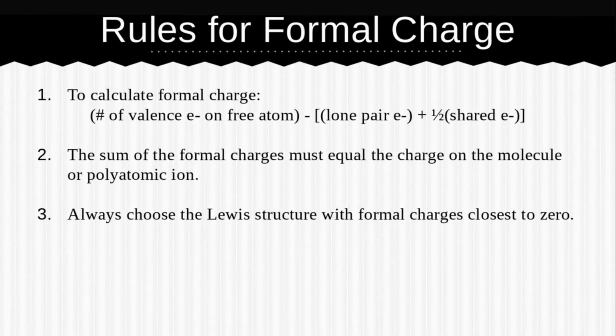So to calculate the formal charge, you first figure out how many valence electrons are on the atom. And remember, we do that from the periodic table. Then we're going to subtract how many lone pair electrons there are, so how many dots basically are around that atom, and 1/2 of the shared electrons. So how many bonds basically does that atom have?